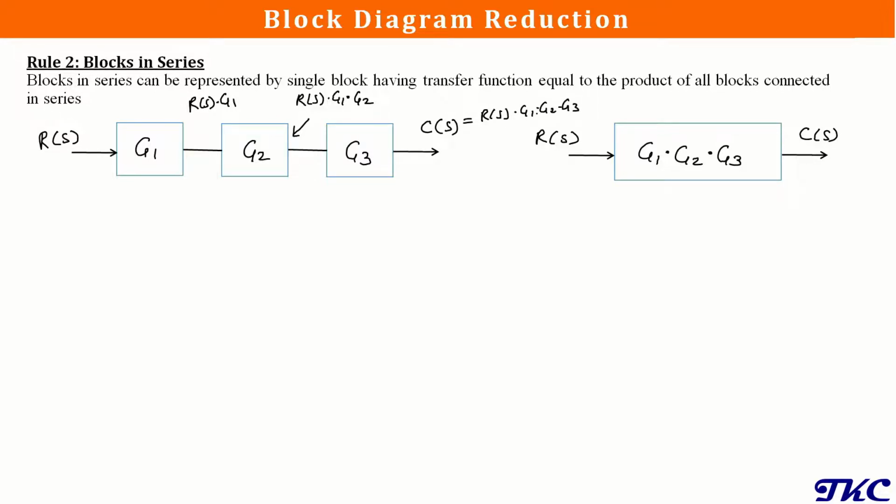So this is the output that we are going to receive, and we can write it in the form of a transfer function as C of S by R of S is equal to G1 into G2 into G3. So this is the transfer function that we got from these three blocks. Similarly, if we determine the transfer function for the single block, it will be C of S by R of S equal to G1 into G2 into G3. So in both cases, the transfer function that you get is the same. That's why we can replace a number of blocks connected in series with an equivalent single block, which will have a transfer function equal to the multiplication of the transfer functions of all the blocks.